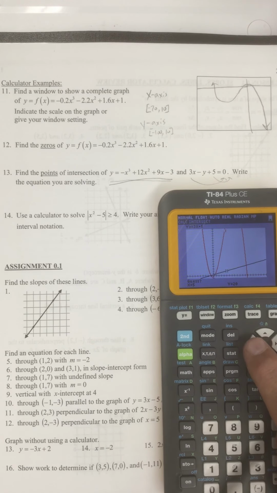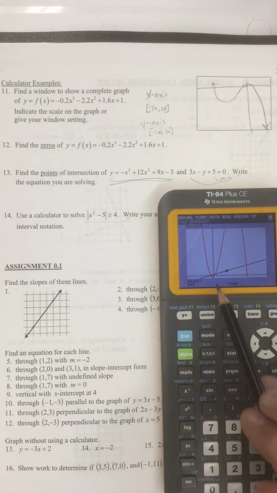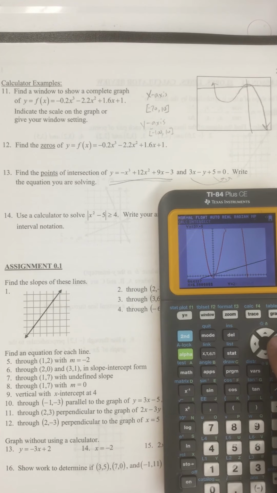And then it says to guess. It will always find the one you're closest to. So right now, it would find this one. If I scrolled over here, it would find that intersection. If I scrolled back, I'm going to start with the one on the far left. So I'm going to scroll all the way back to here, hit enter. Okay, there's my first intersection.